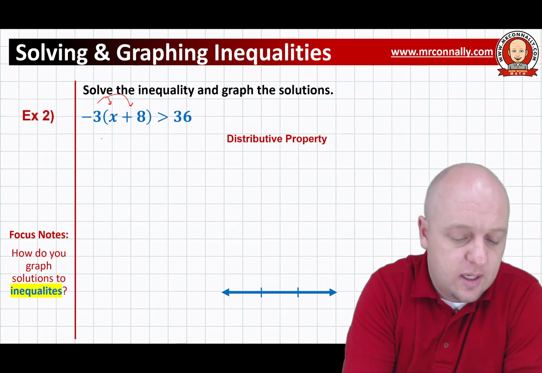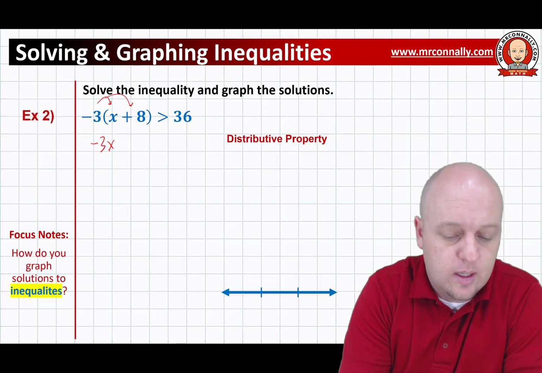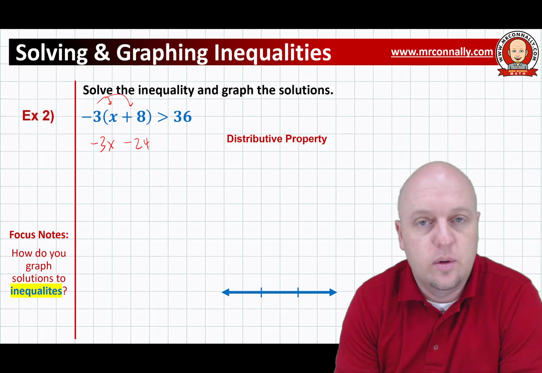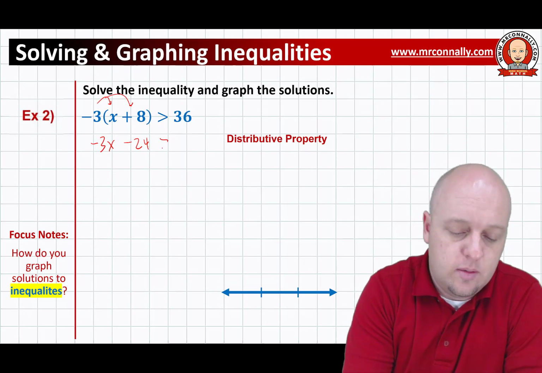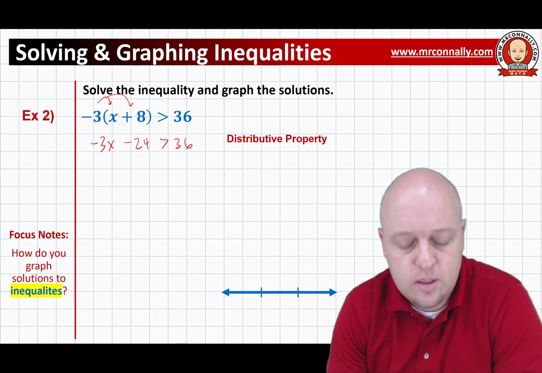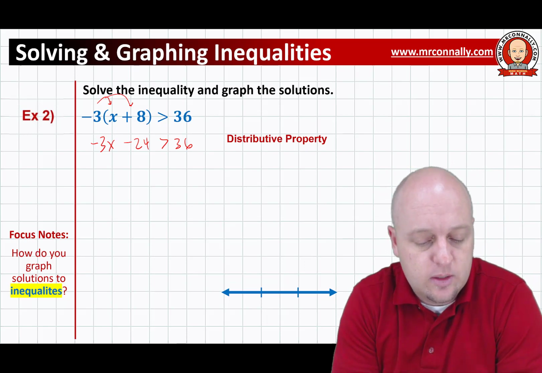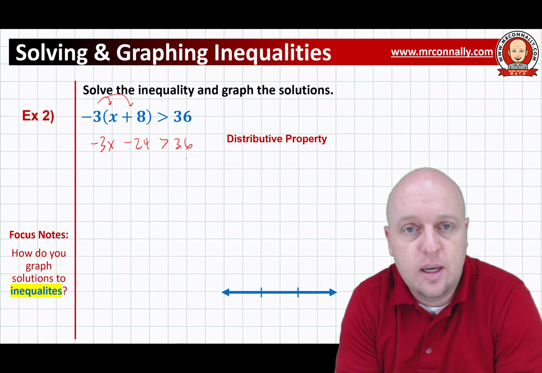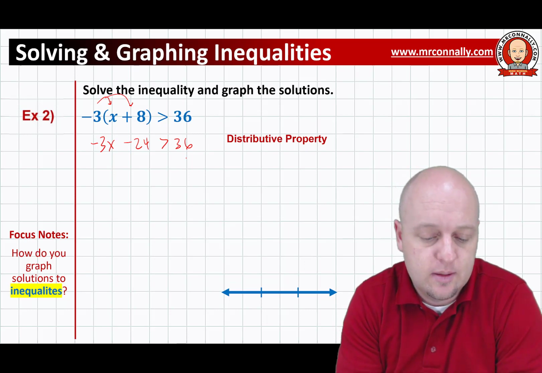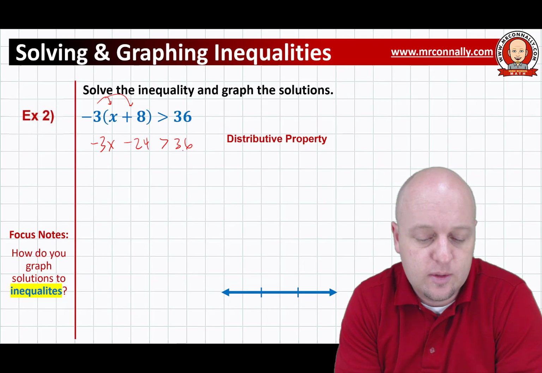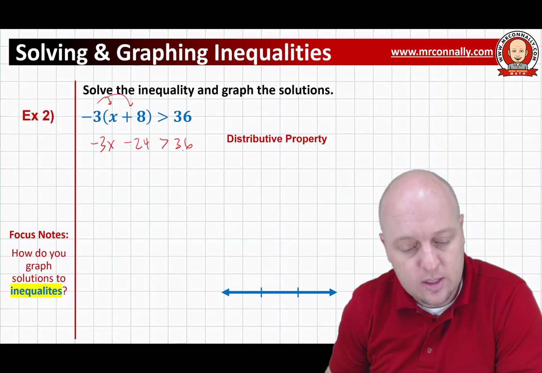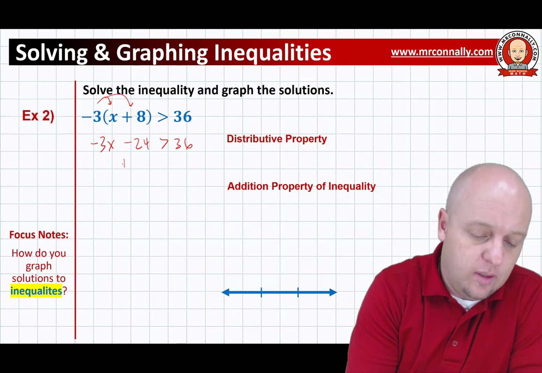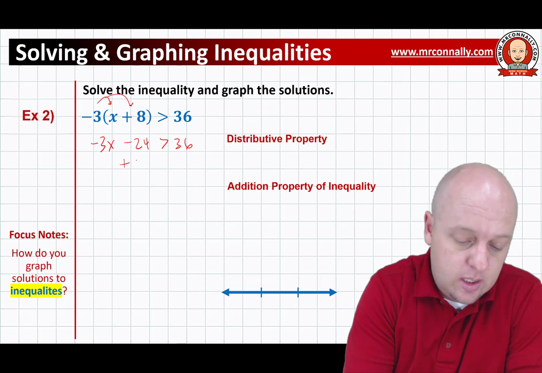So negative 3 times x is negative 3x. And negative 3 times 8 is going to be negative 24, like that, is greater than 36. Now let's look at both sides. There's nothing to simplify on the left. There's nothing to simplify on the right. So now we're going to take away like terms from both sides. This has 24 negatives on the left, and the right has 36 positives. So I can use the addition property of inequality.